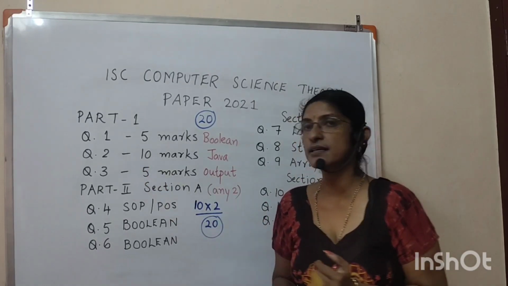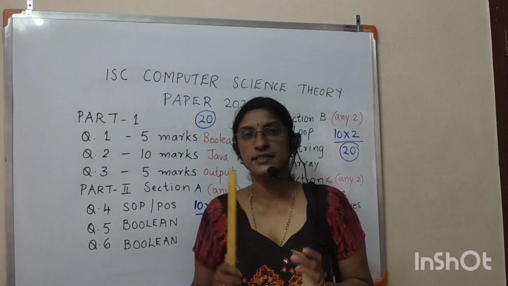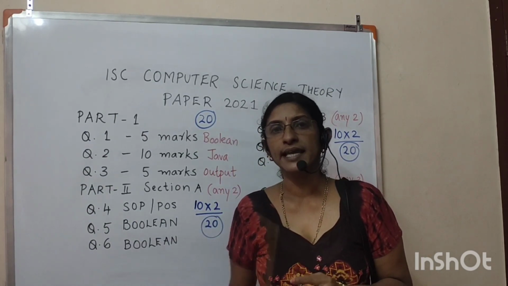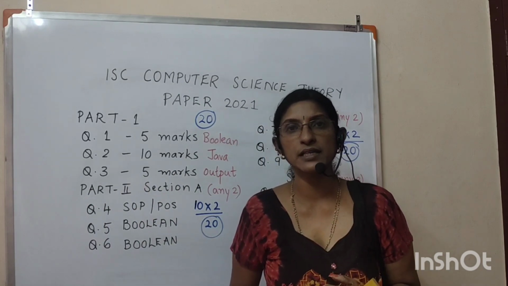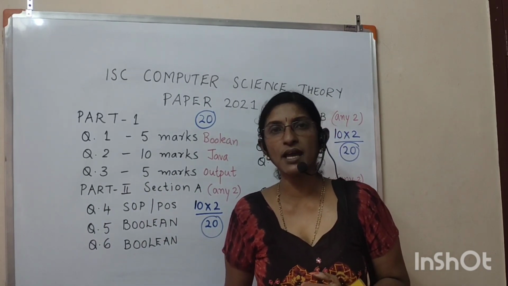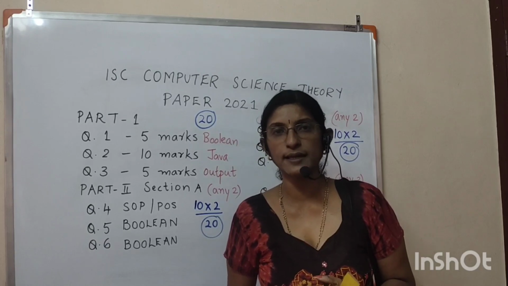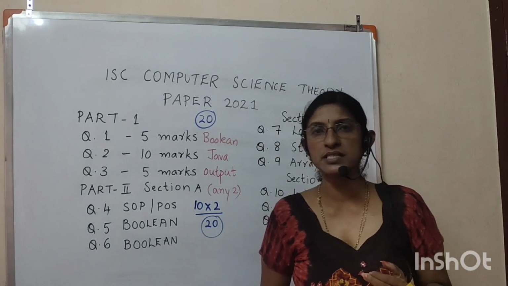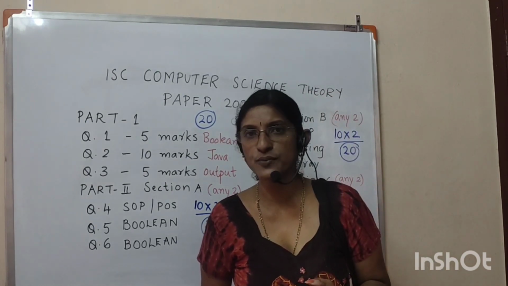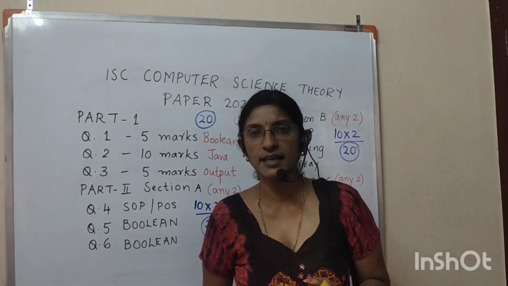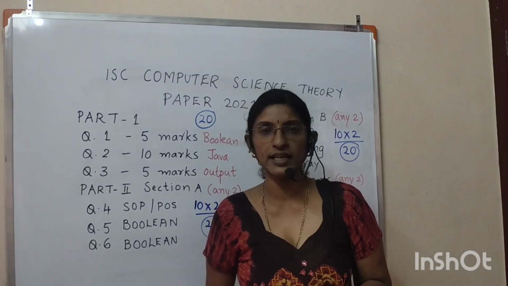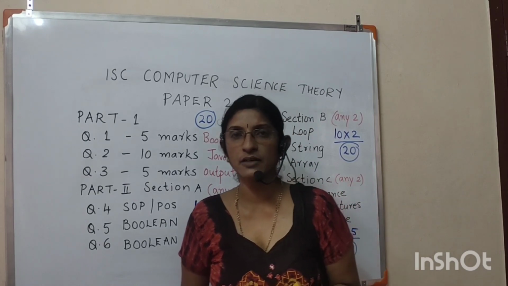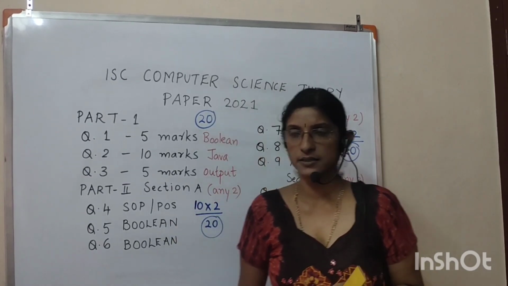The second question is 10 marks, that is 2 marks each, so 5 questions will be there. 2 into 5 will give you 10 marks, asked only from the Java theory portions. We will have one question on prefix to postfix conversion, another on array address calculation, and the rest 3 questions will be purely theory based from the Java fundamentals.